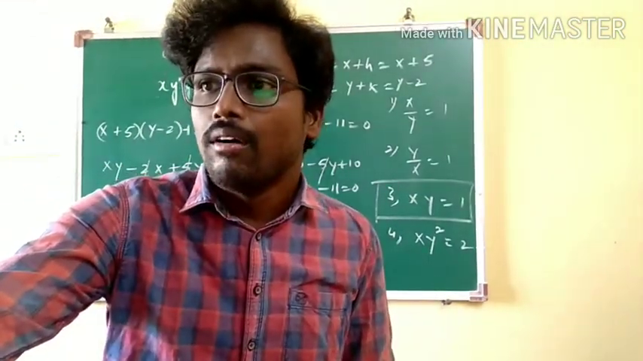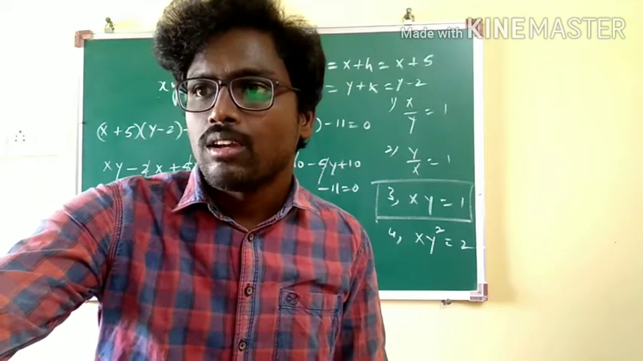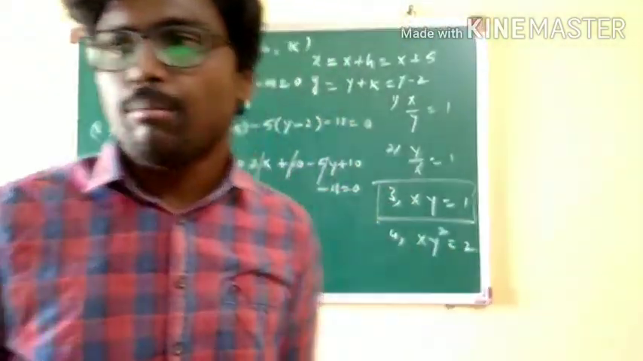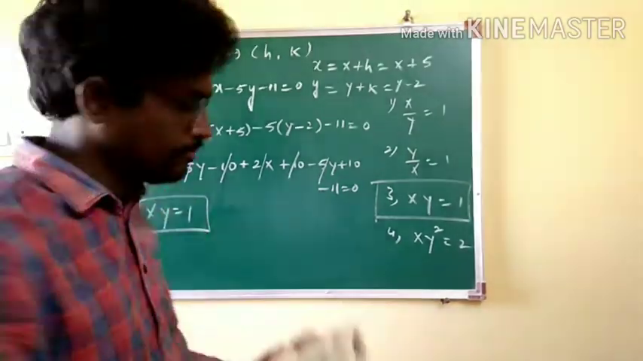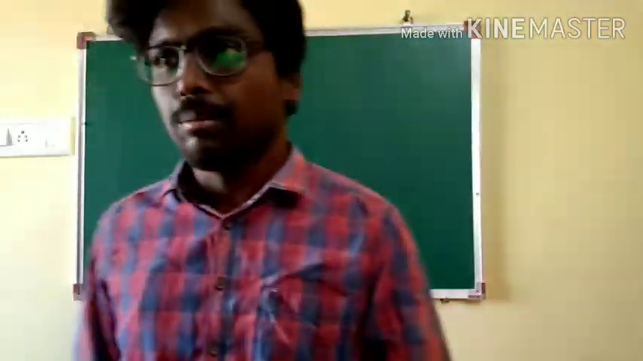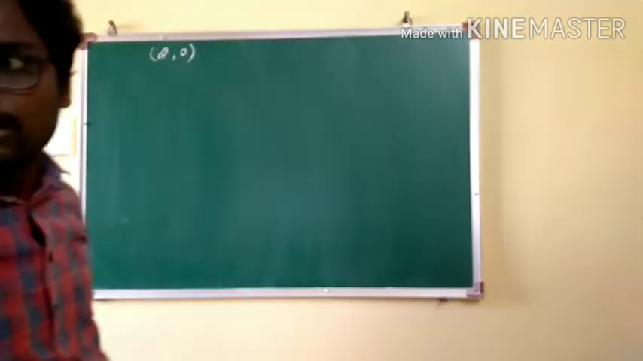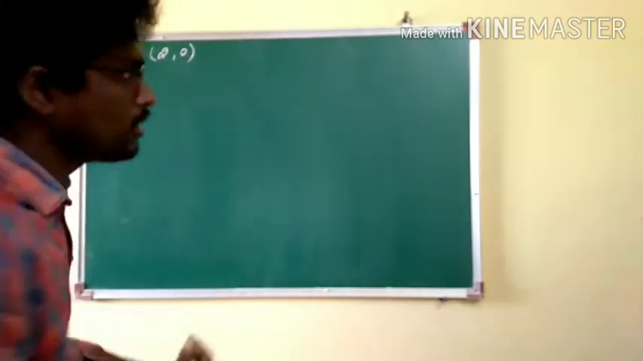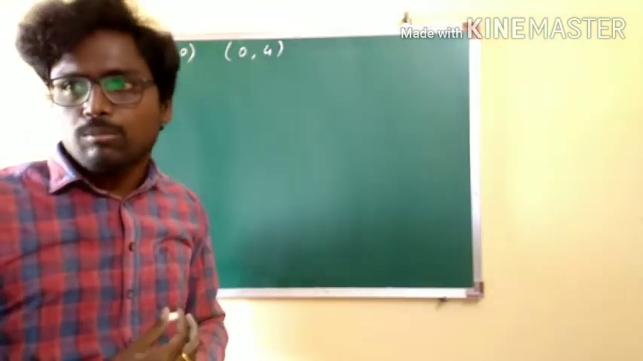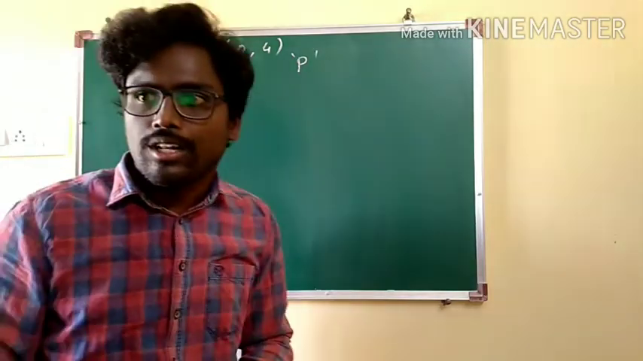Let's go for the next problem. When the origin is shifted to a point P, the point (2, 0) is transformed to (0, 4). Then the coordinates of P.